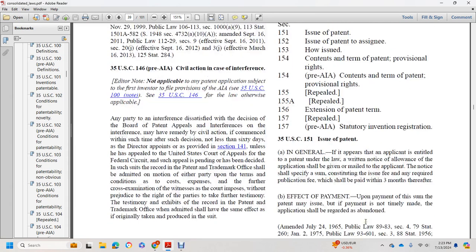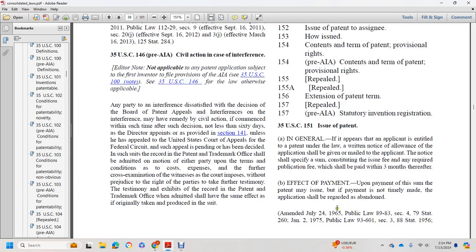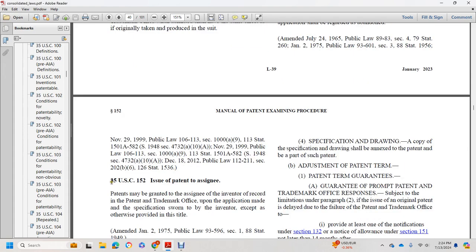invention registration. Alright, Title 35 U.S. Code 151, issue of patent. General. If it appears that the applicant is entitled to a patent under the law, a written notice of allowance of the application shall be given or mailed to the applicant. The notice shall specify the sum constituting the issue fee and any publication fee required, which shall be paid within 3 months after the notice. Upon payment, the patent may issue. If payment is not timely made, the application shall be regarded as abandoned.